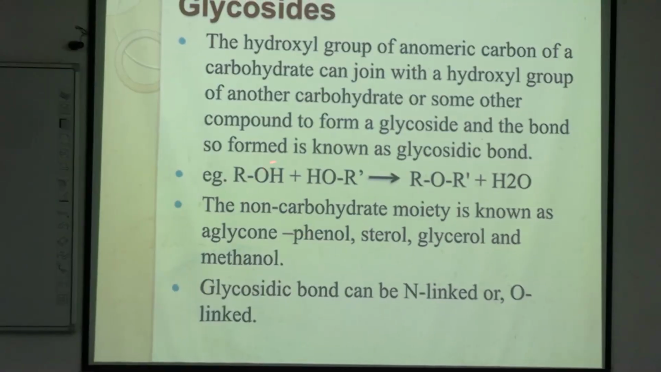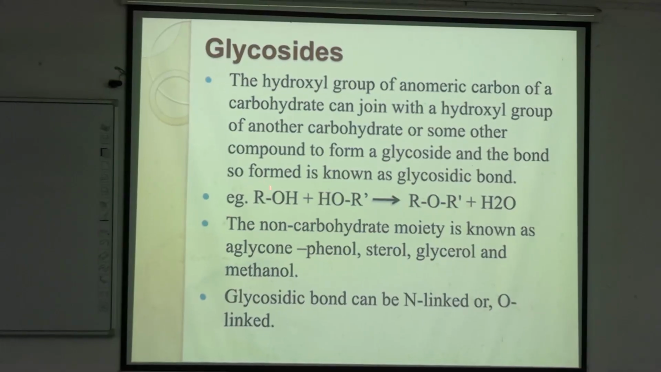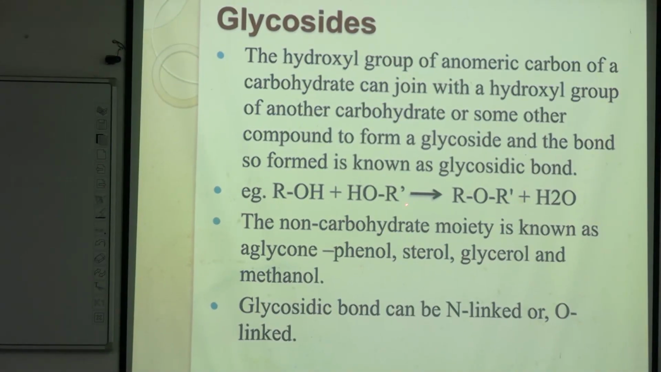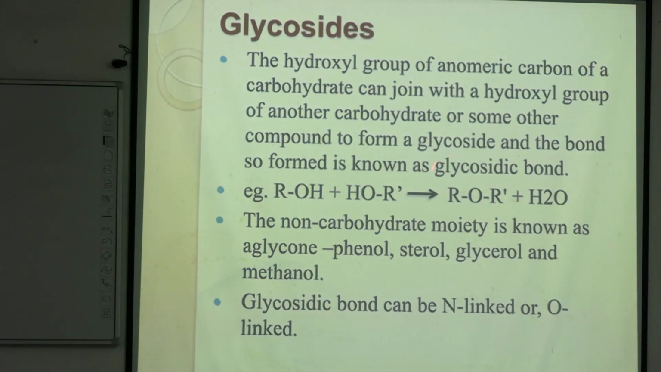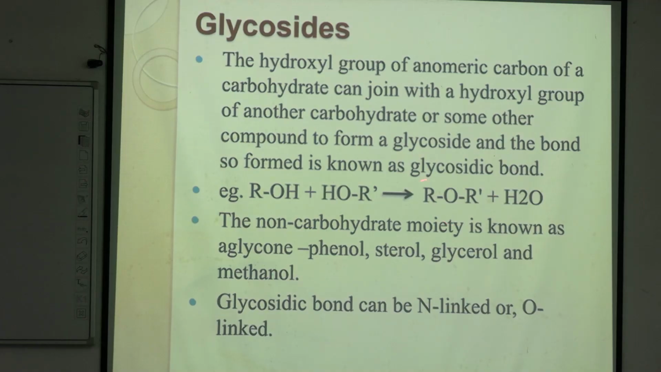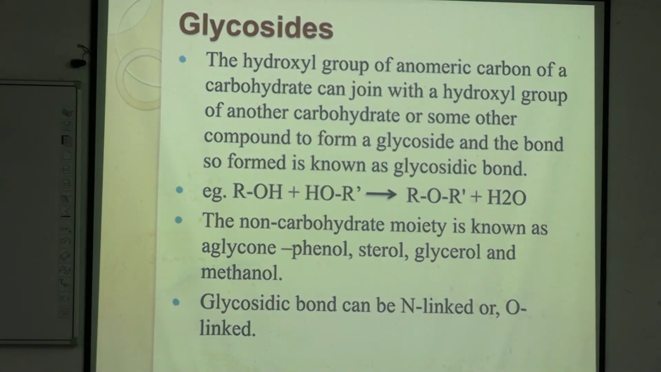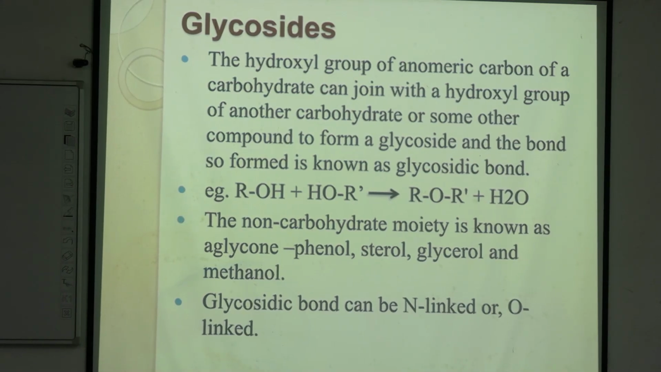Okay, so here this is the reaction. Suppose this is the anomeric carbon and this is another compound. So a bond will be formed by oxygen. This is known as the glycosidic bond mainly. Here it may be carbohydrate, may be non-carbohydrate. Non-carbohydrate moieties are known as aglycone, and they can be phenol, sterol, glycerol, methanol, anything.